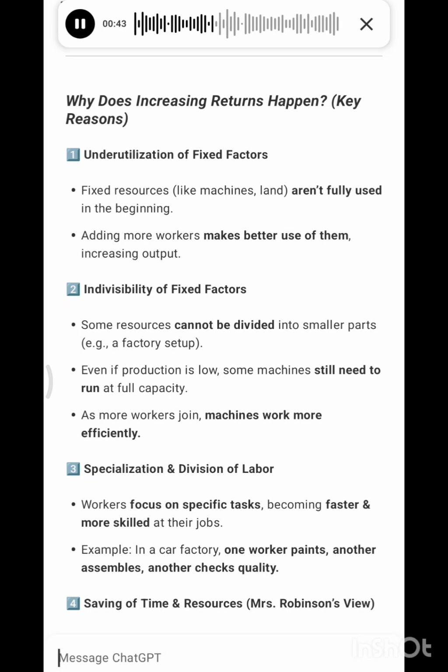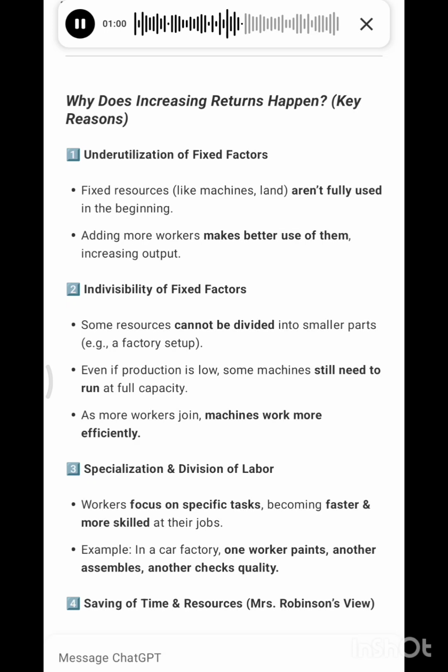2. Indivisibility of fixed factors. Some resources cannot be divided into smaller parts, e.g., a factory setup. Even if production is low, some machines still need to run at full capacity. As more workers join, machines work more efficiently.